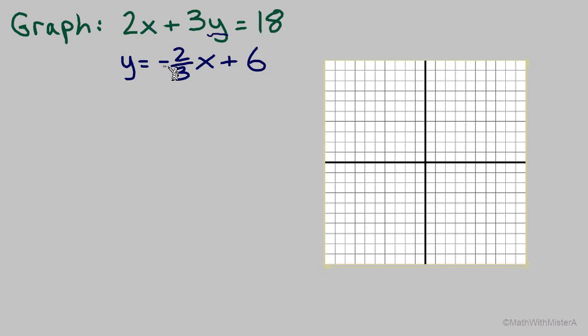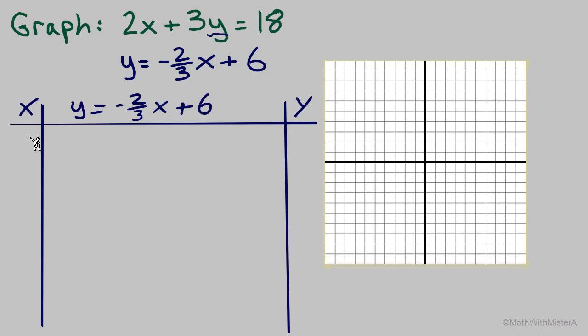Solving for y just gives us a form that is very easy to work with when we want to put numbers in place of x. It's a bit smoother than just dealing with the original equation. So now let's make our table. For the first value of x, I'll be choosing 0. Y equals negative 2/3 times 0 plus 6. We know that multiplying by 0 equals 0. That term is wiped out. We're just left with the positive 6.